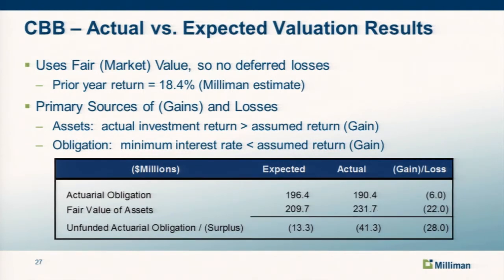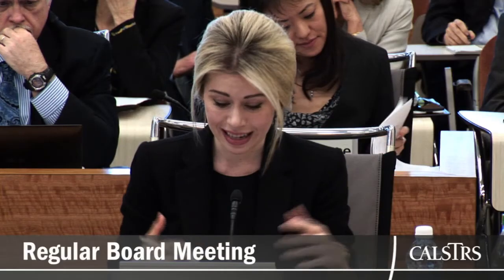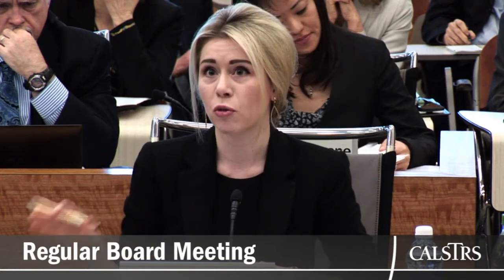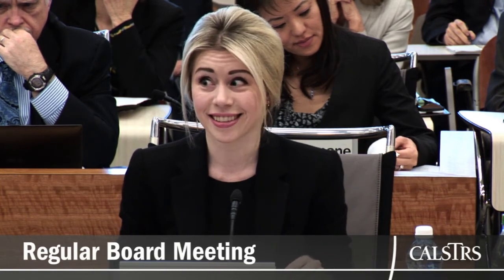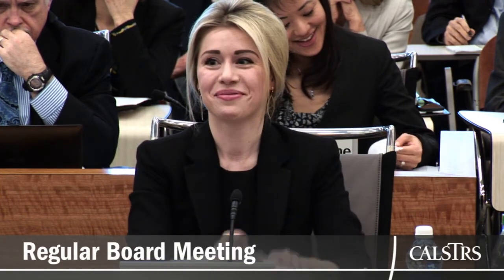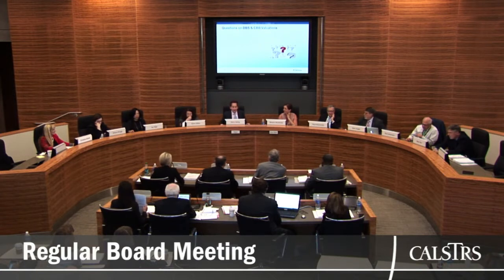Then for CBB, it's a very similar picture. We again use the fair market value. We had a return of 18.4% for this program. It's invested slightly differently, but again, exact same primary sources of gains and losses. So you can see that our actual surplus, basically a negative unfunded actuarial obligation, is up to 41 million. It's a much smaller program, whereas we only expected it to be 13. So again, gains on both the asset and the obligation side is the real takeaway here before we grant any of the additional credits that are under discussion. And that's it. Unless there are additional questions on this one?